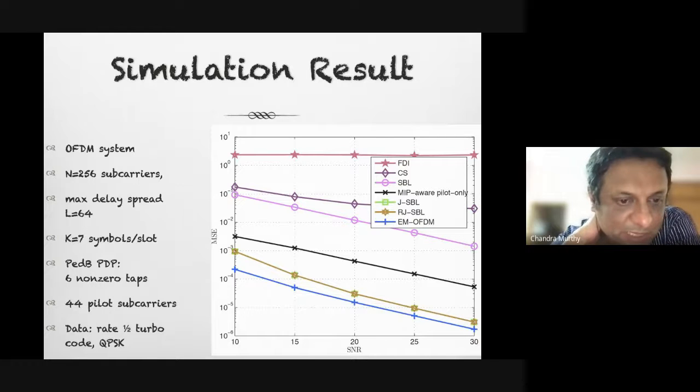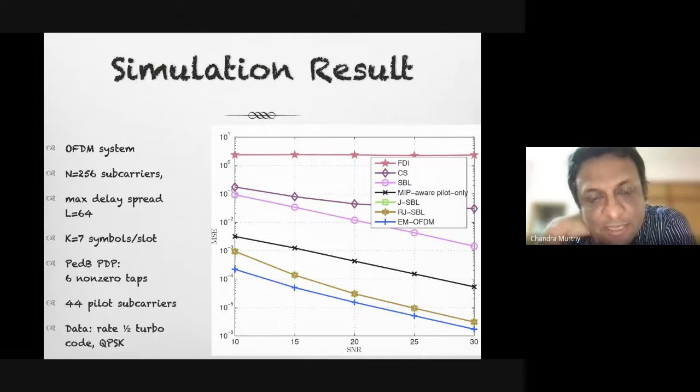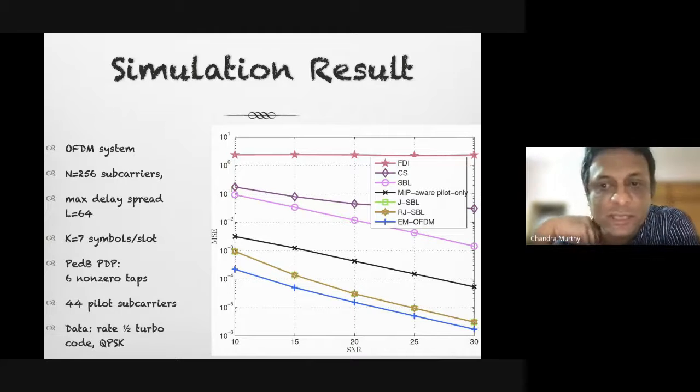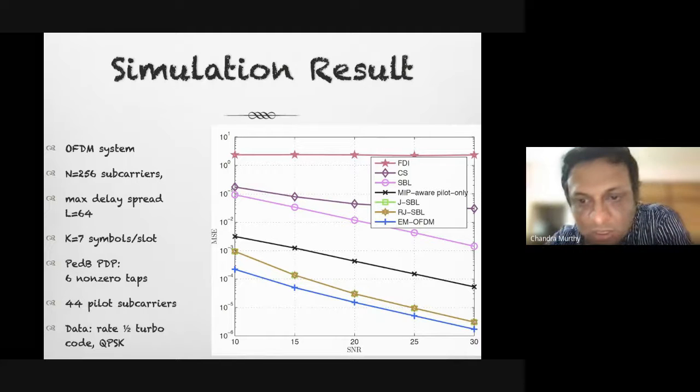Then we transmit 7 symbols per slot, and there are 44 pilot subcarriers, so 256 minus 44 is the number of data subcarriers. The data is transmitted using quadrature phase shift keying with a rate half turbo code. What is plotted here is the mean squared error in channel estimation as a function of the signal to noise ratio. There are a lot of curves here, but I'll just call your attention to 2 of the curves.